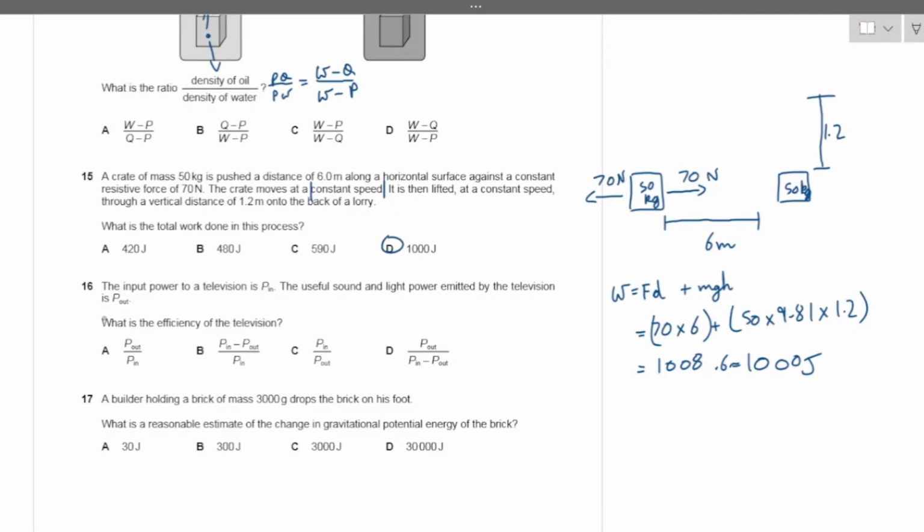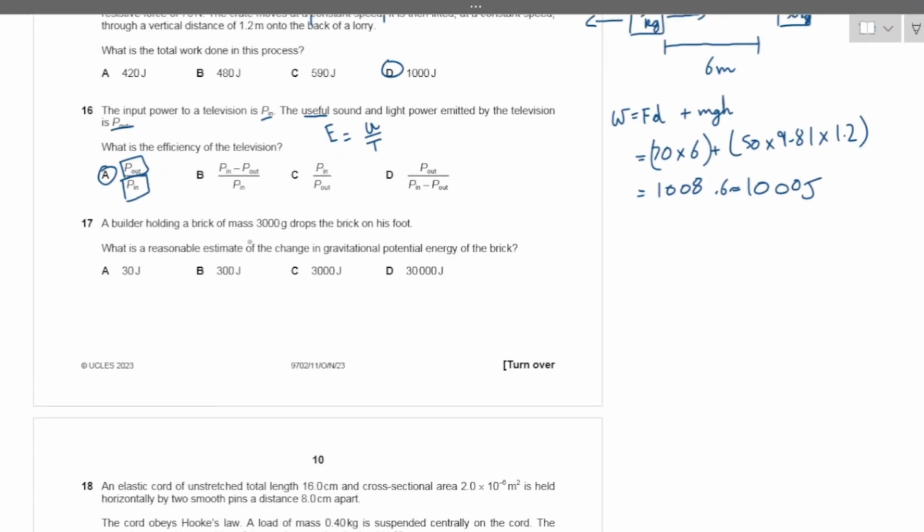Question 16. The input power to a television is P in. The useful sound and light energy emitted by the television is P out. What's the efficiency of the television? Efficiency is the useful over the total. Total in this case is P in, and the useful is P out. They have literally said the useful sound is P out, so P out must be the useful on top and P in is the total. Option A is correct.